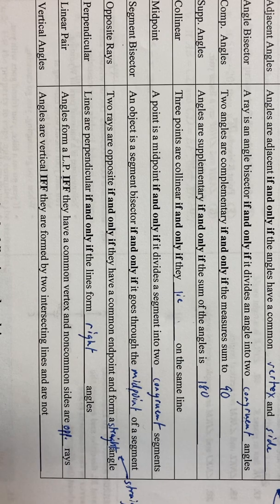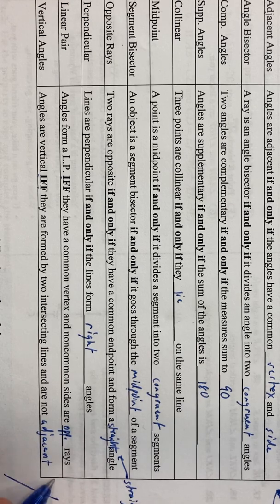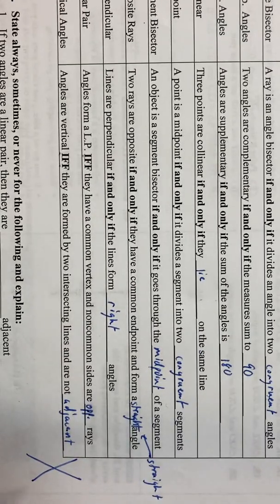And then lastly, vertical angles. Angles are vertical if and only if they are formed by two intersecting lines and are not adjacent. Two intersecting lines. These two are adjacent. These are not vertical angles. These two are non-adjacent. Those are vertical angles.